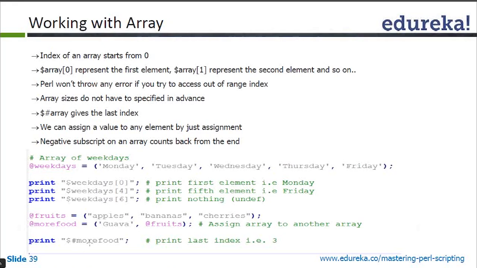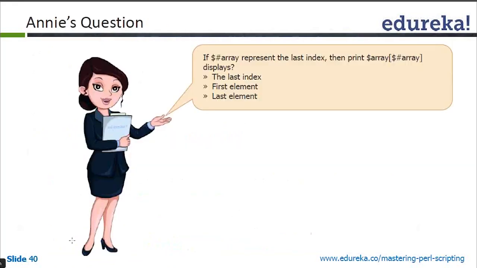And if you just do print $#morefood, it prints the last index. This is not the element. You have now guava, apples, bananas, and cherries, so four elements are there. But it will start with guava as 0, apples as 1, bananas 2, cherries 3. So it will print the last index, that is 3. So this is called a special variable in Perl. Perl has many special variables. As and when we go further, you will understand it better.